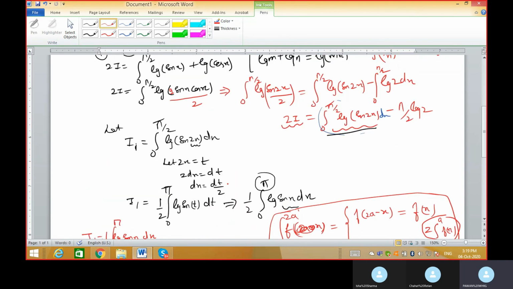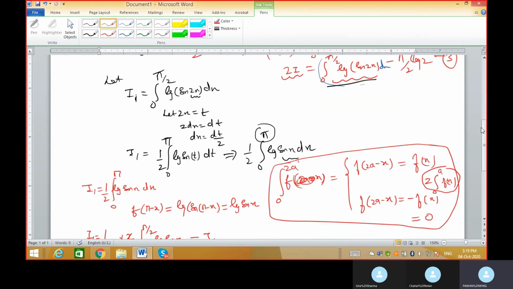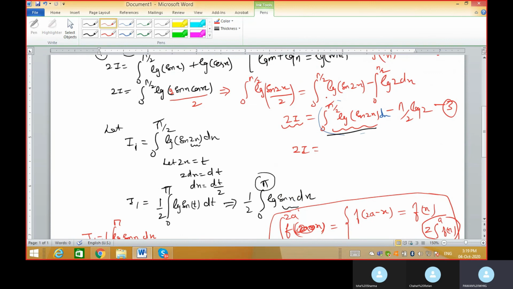You have to put it back into equation number 3. You have to put 2I is equal to, since you let it be I1 and I1 is equal to I, I minus pi by 2 log 2. So now you have to take this I on this side. 2I minus I is your I. So I is equal to minus pi by 2 log 2.